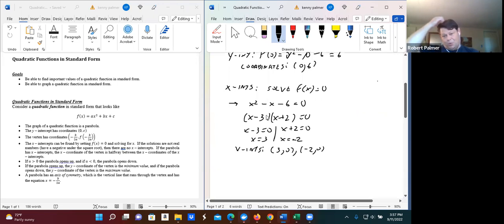Okay. And since we got real solutions, it means we do have x-intercepts. If we'd gotten anything imaginary, anything involving i, the square root of a negative number, then we would not have x-intercepts.